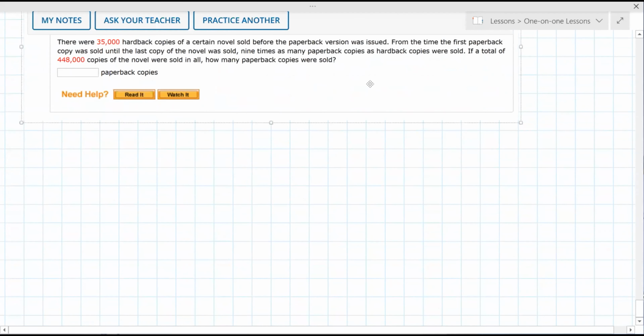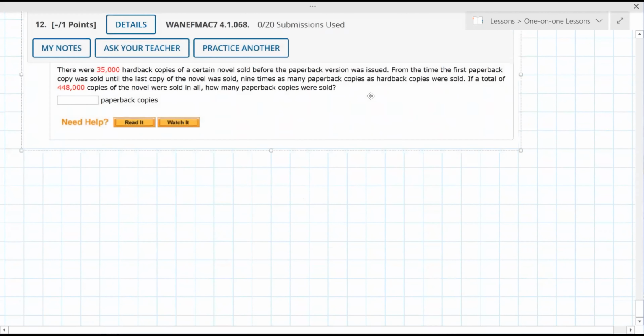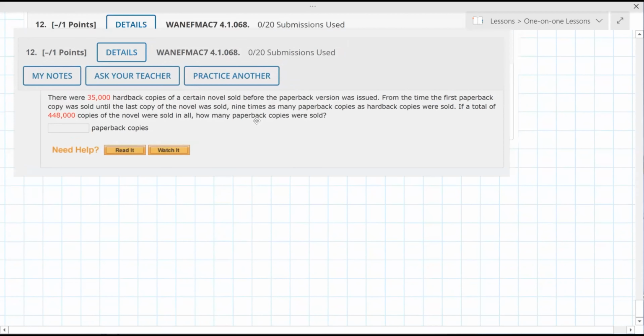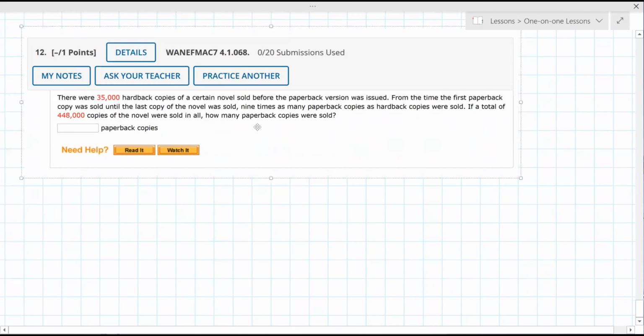All right, so we're still doing the same things where we're writing the equation, setting up some sort of system, 2 equations, 2 unknowns. Let's see here. It says there were 35,000 hardback copies of a certain novel sold before the paperback version was issued. From the time the first paperback copy was sold until the last copy of the novel was sold, 9 times as many paperback copies as hardback copies were sold. If a total of 448,000 copies of the novel were sold in all, how many paperback copies were sold?